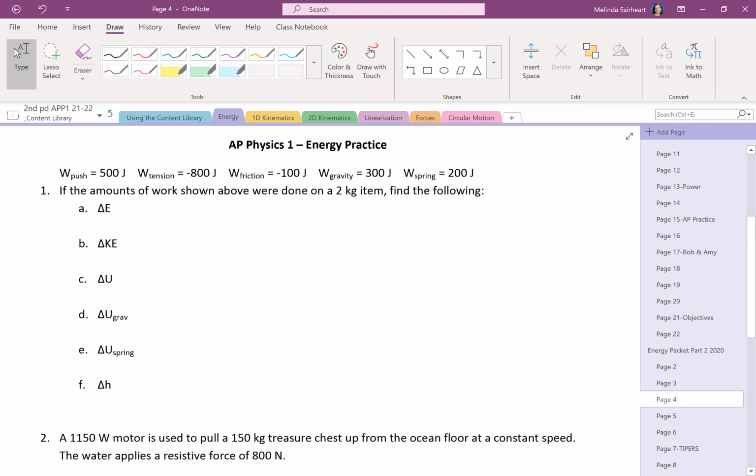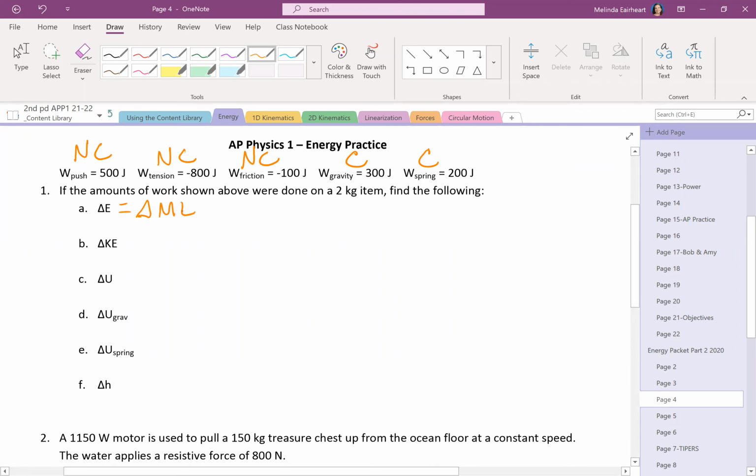And so all those works, let's identify who's conservative and who's not, because that'll help. What about a push? Non-conservative. Tension? Non-conservative. Friction? Non-conservative. Gravity? Conservative. And spring? Conservative. Okay. Change in E. Again, you're like, well, what kind of energy? AP Physics 1 only studies mechanical, so that would be mechanical, okay?